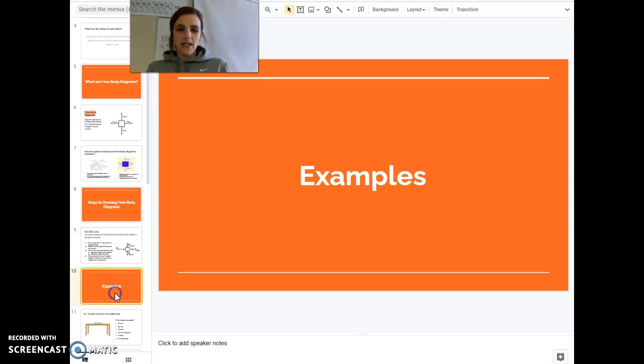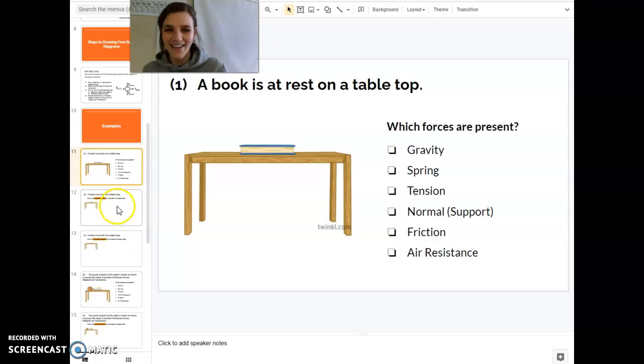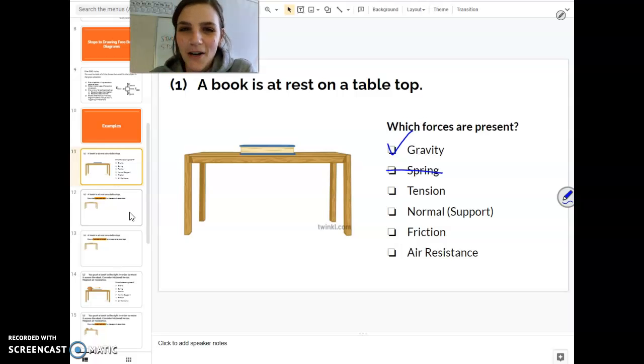So let's get into some examples. Here's the first one, classic forces example. A book is at rest on a tabletop. So the first thing that we ask ourselves is, what forces do we think are present on that book? Is gravity pulling the book down? Yes. Is there a spring involved? No. Is there a rope, cable, or anything like that? No. Is there a normal force, or is there a supporting force that helps to push that book back up? Yes. Is there friction?